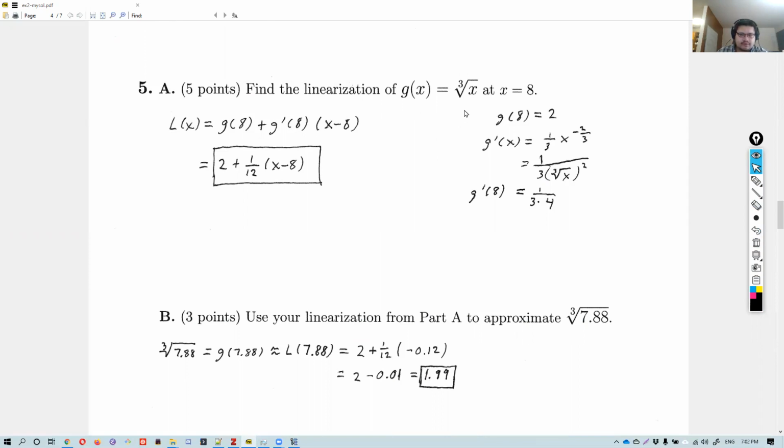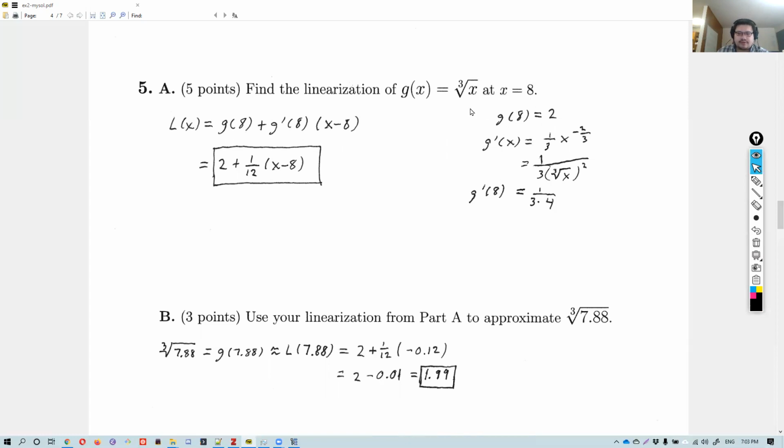So you have to recall the formula for linearization. L of x, the function of linearization, is going to be g evaluated at the number plus g prime evaluated at the number, times x minus the number. Normally we use a, but here we specifically have x equals 8, so our a is 8 in this problem. We need to calculate g of 8 and g prime of 8 in order to find the exact line that we're looking for.